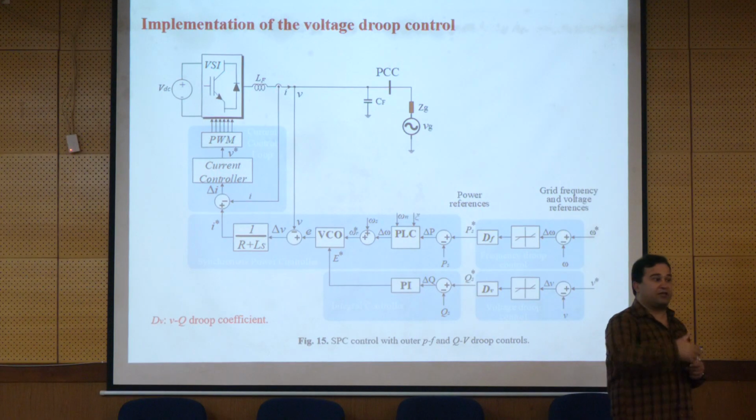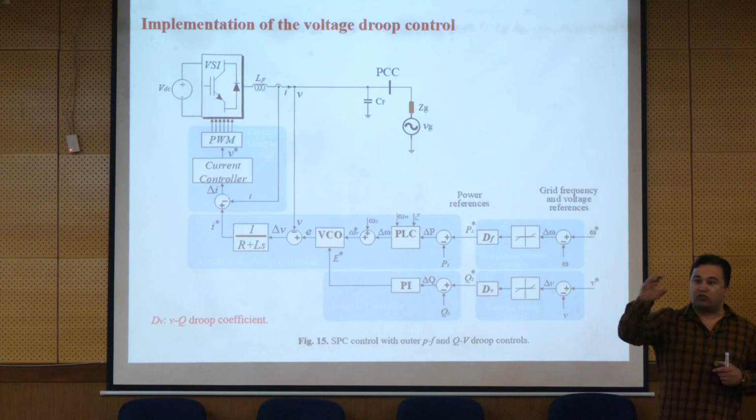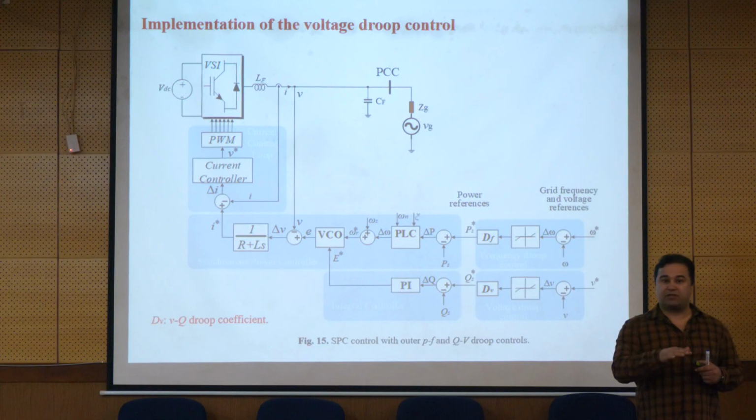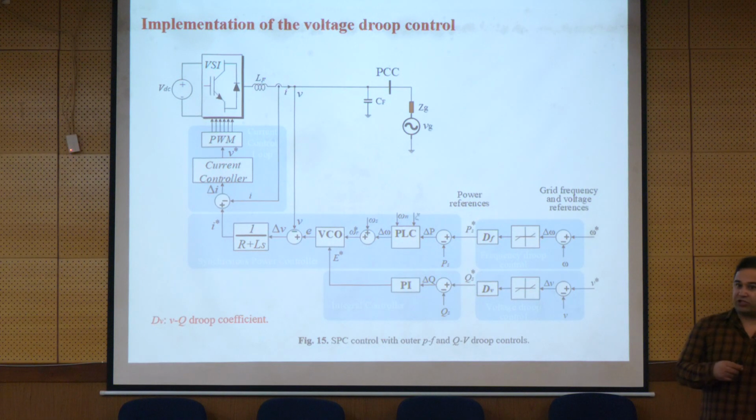So if the reactive load increases, our converter increases more reactive to compensate the voltage drop. And if it decreases, we can also decrease the reference value of the reactive power and compensate the voltage fluctuation in the grid. Was it clear? Good. Okay. So this is the nature of droop control for the SPC.